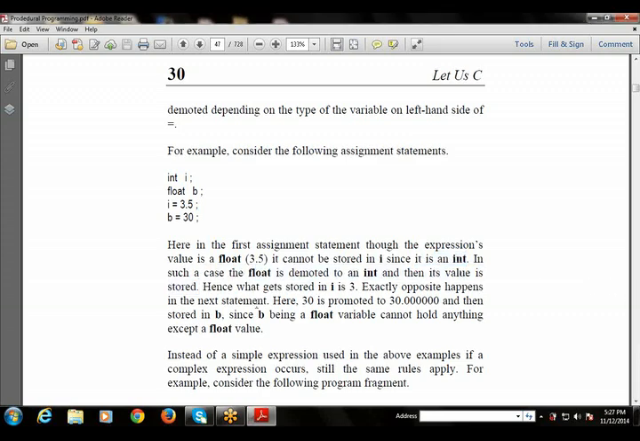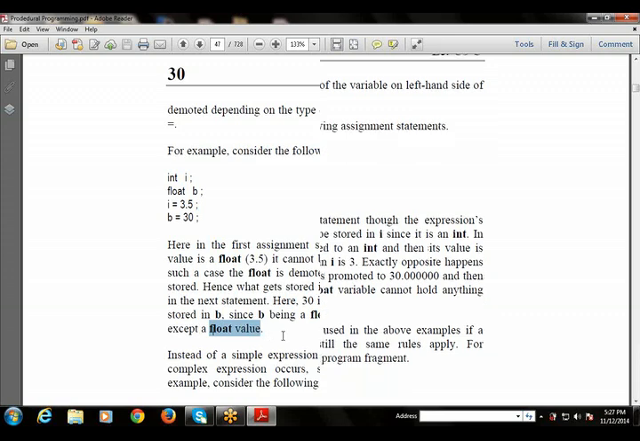In such a case, the float is demoted to an int, that is, the float is used as an int, and then its value is stored. Hence, what gets stored in i is 3. Because the fractional part 0.5 is automatically dropped, only the value 3 is stored. Then exactly the opposite happens in the next statement. Here 30 is promoted to 30.0 and stored in b, since b being a float variable cannot hold anything except float values.